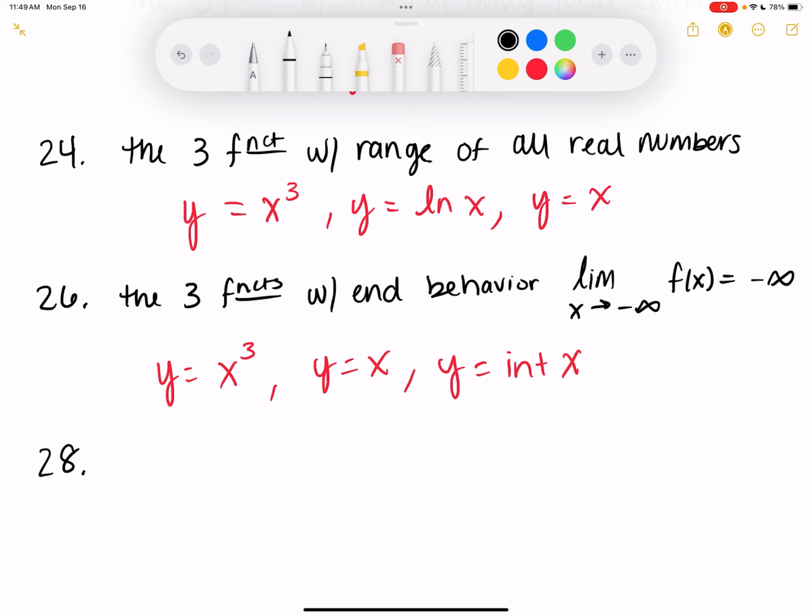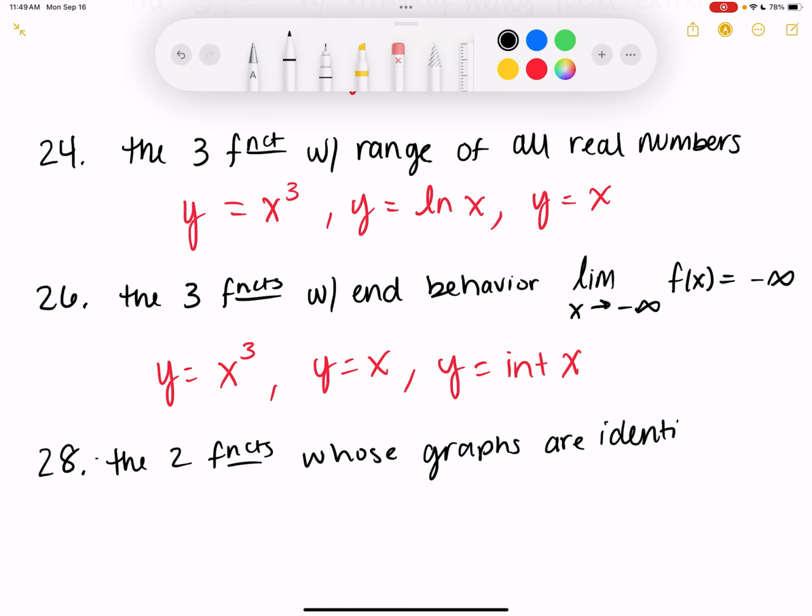The two functions whose graphs are identical except for a horizontal shift. Sine and cosine. Yep, sine and cosine.